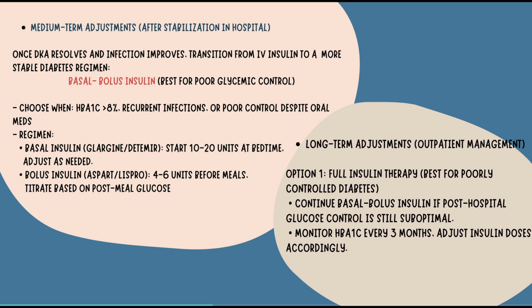And for long-term adjustment, there should be full insulin therapy for poorly controlled diabetes, and since his post-hospital glucose control is still suboptimal, then you should monitor the HbA1c every 3 months and adjust insulin doses accordingly.